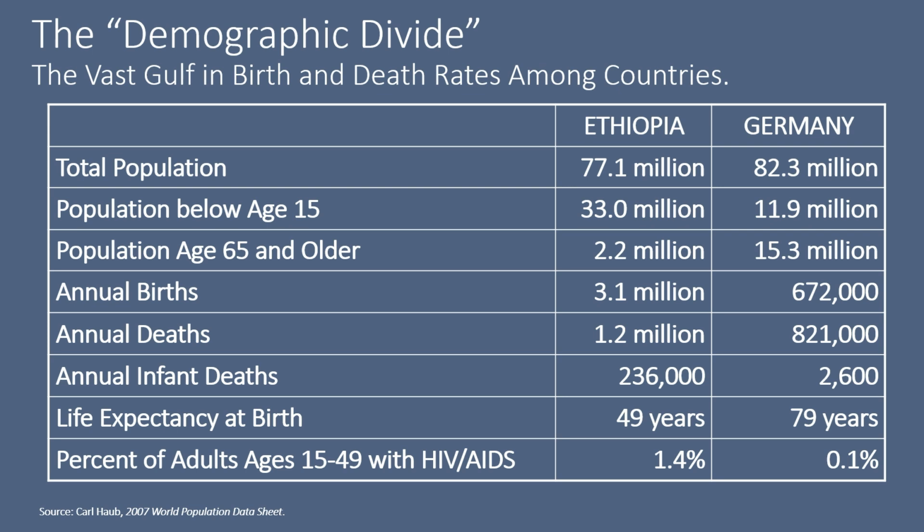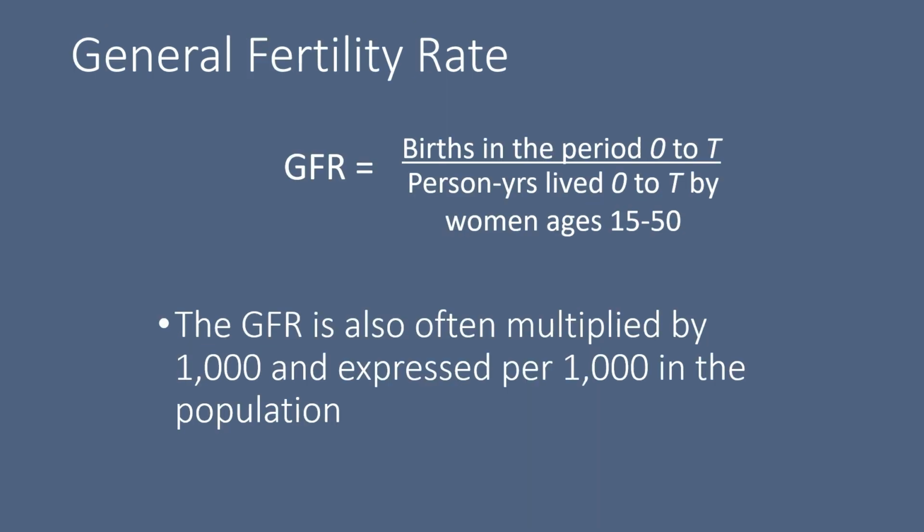There's a lot of factors at play here, in other words. The general fertility rate, mathematically, is the births in a period from 0 to T, time, whatever that may be, usually a year, per person-years lived during that time by women ages 15 to 50 or so. It's usually multiplied by 1,000 and expressed per 1,000 in the population rather than a percentage.